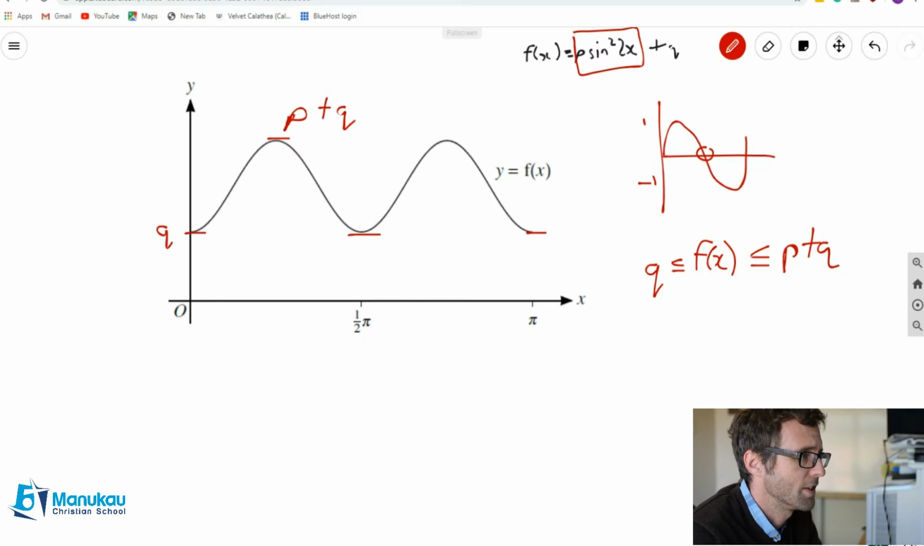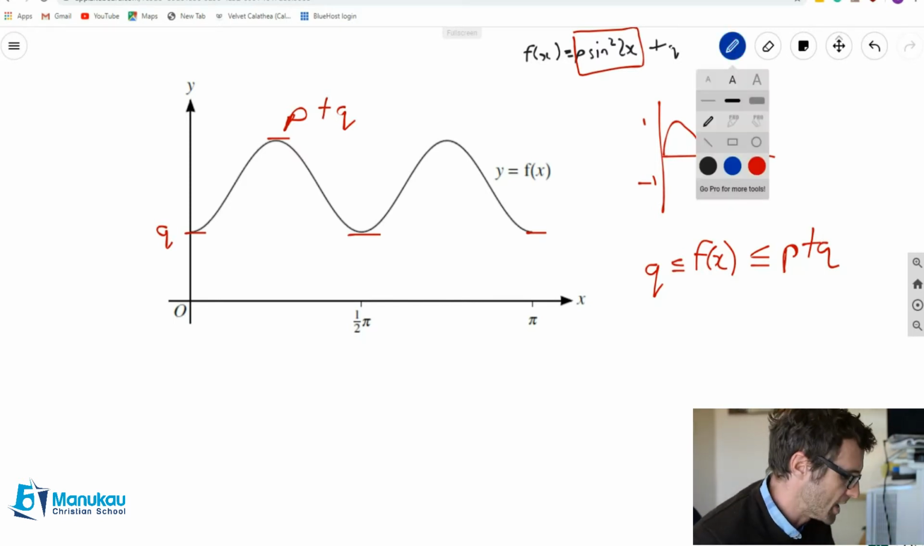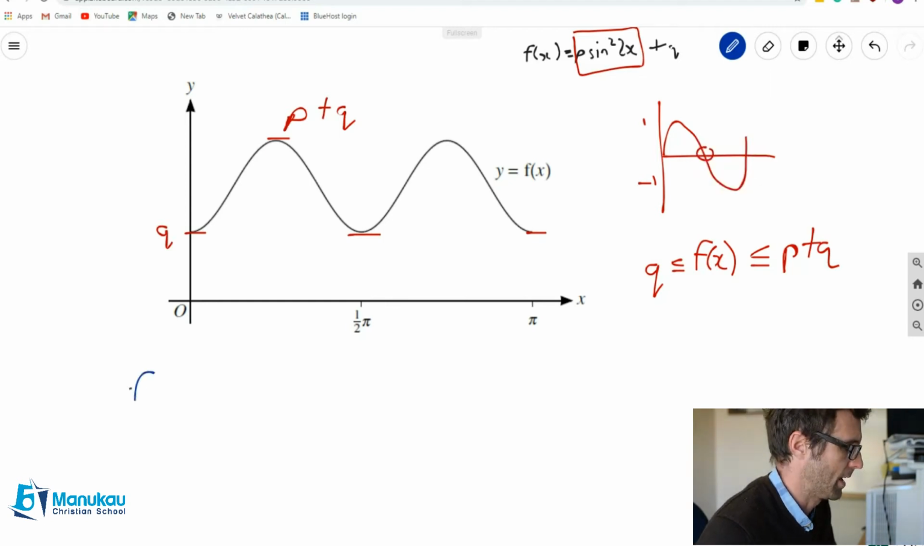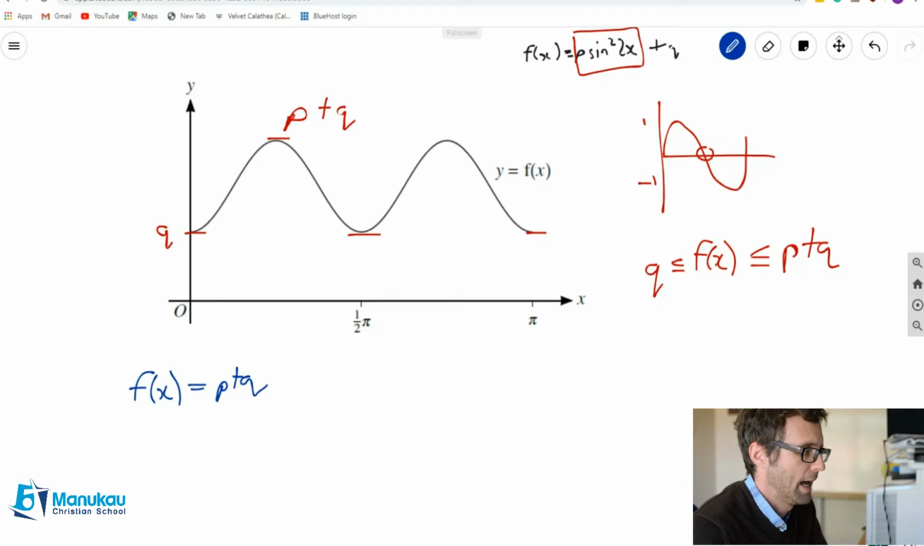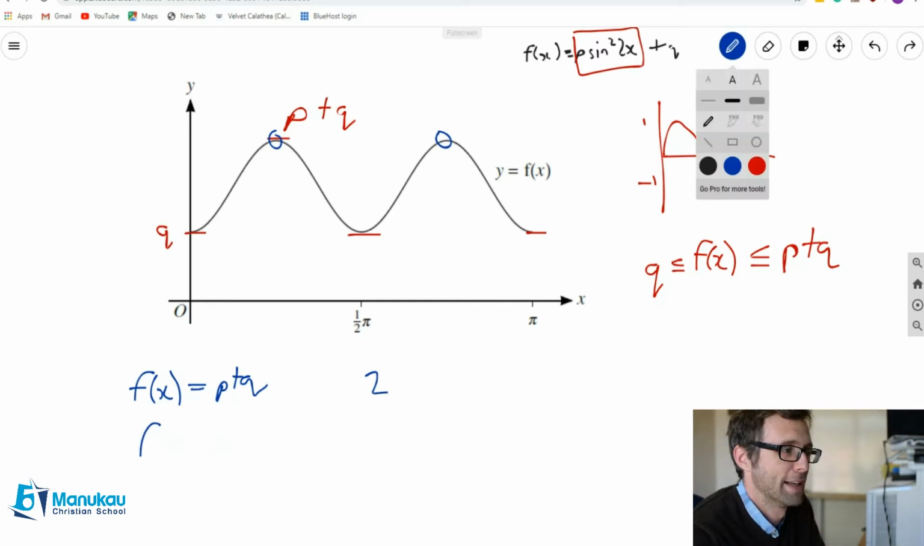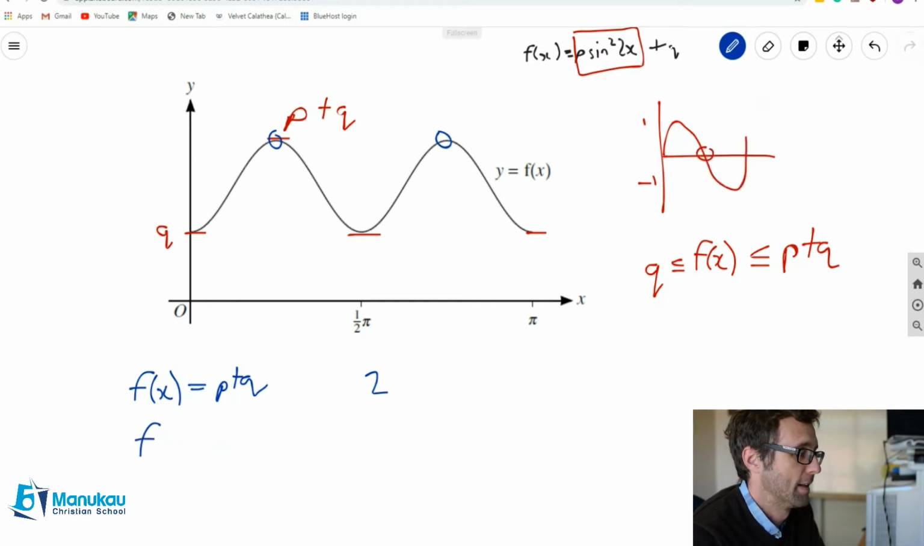We have to now state the number of solutions to the following equations. The first one is f of x is equal to p plus q. Where on this graph do we find p plus q? We find it here and here, so there will be 2 solutions. Our next one is where f of x is equal to q. Well, we've already seen this. These are our low points, our troughs, and we've got 3 points where f of x equals q.